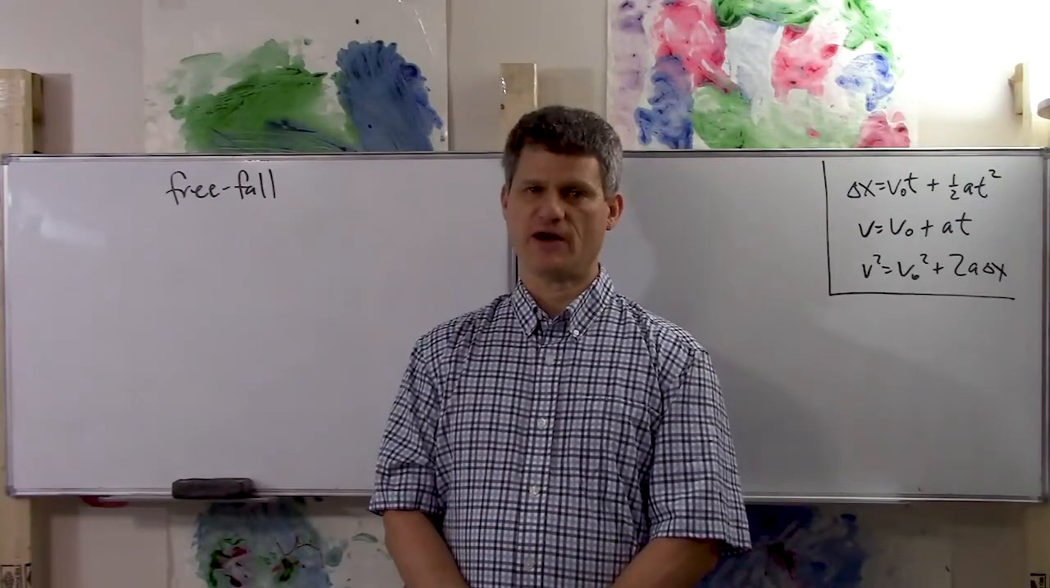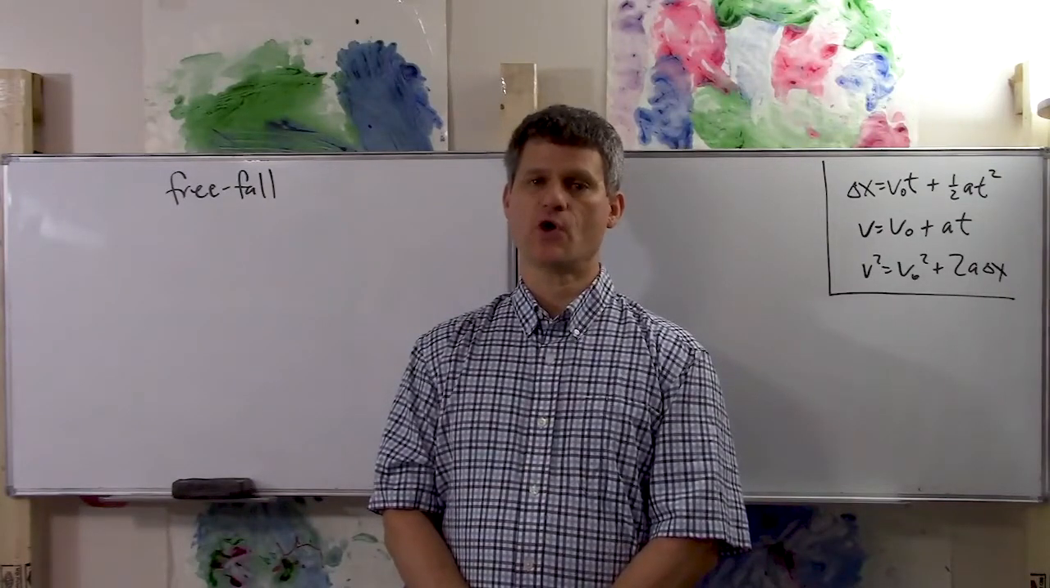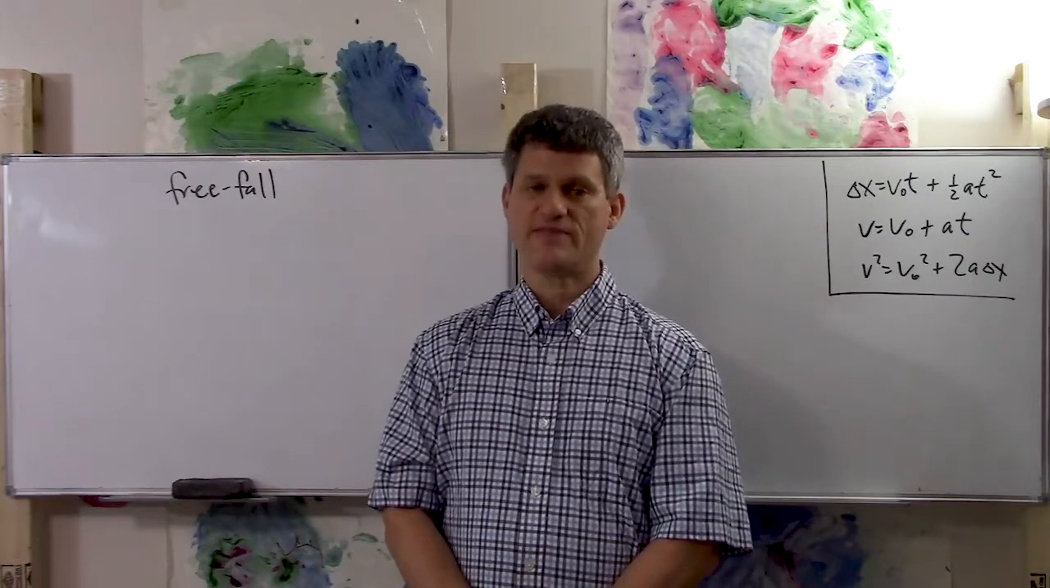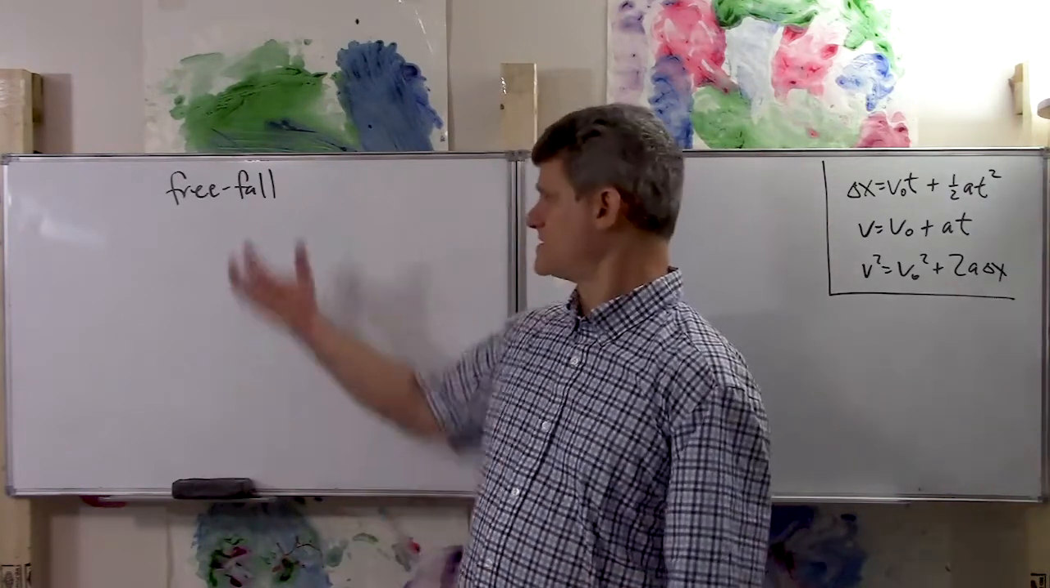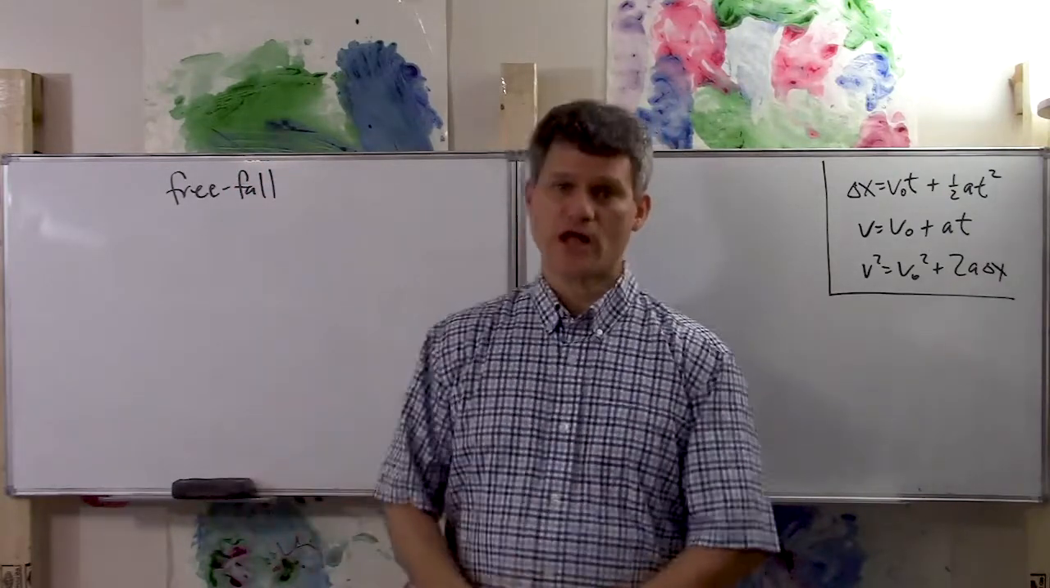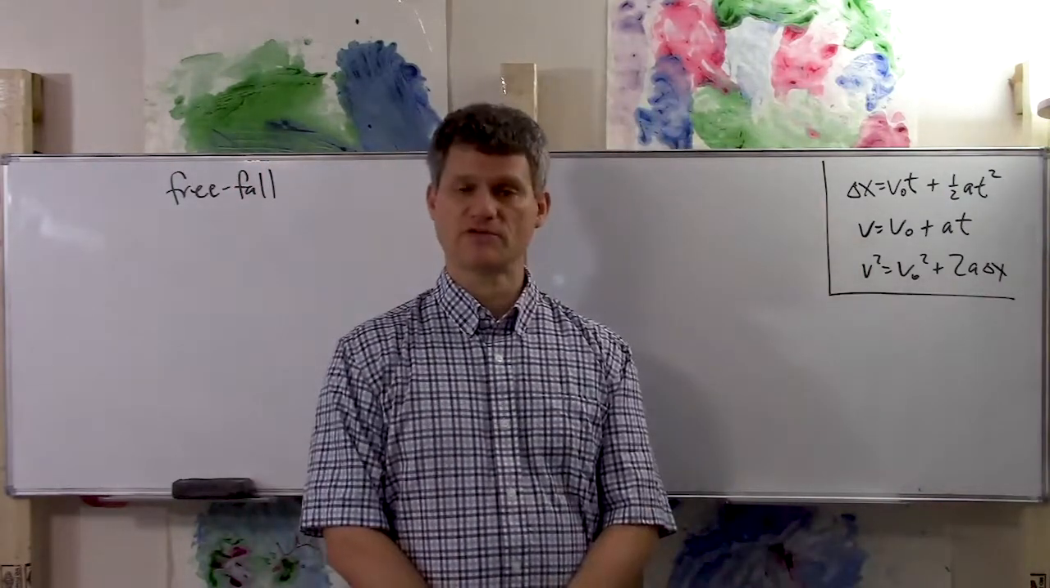Now we discuss free fall. Free fall is when an object moves only under the influence of gravity. That is, gravity is the only thing acting upon it. So in other words, it's basically just an object falling. So how do we apply our equations of motion to an object in free fall?